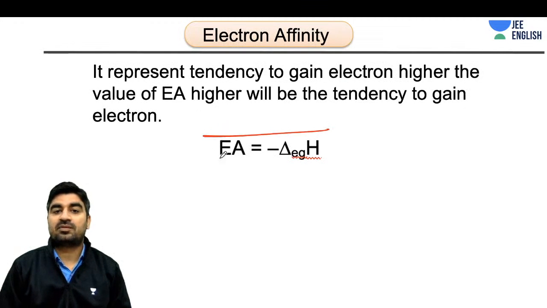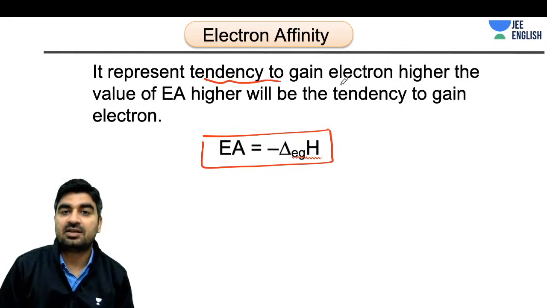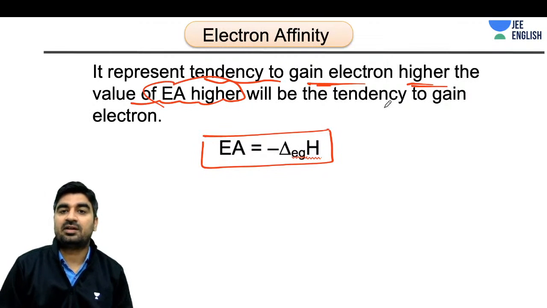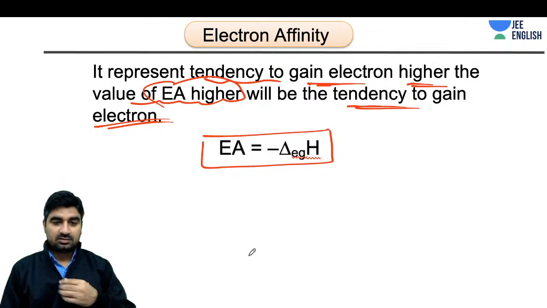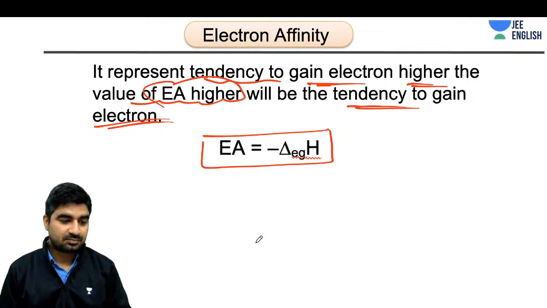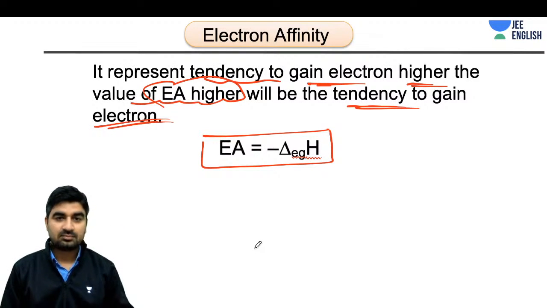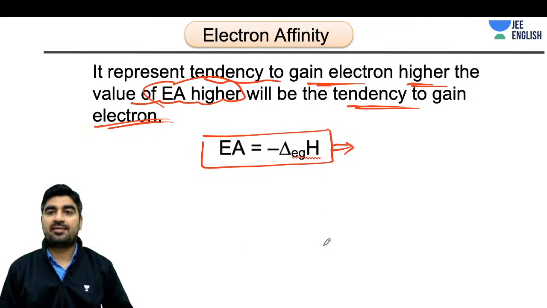So electron affinity is equal to minus delta E. So it represents the tendency to gain an electron. The higher the value of electron affinity, the higher will be the tendency to gain an electron. Got it? Any doubt? No doubt now? Tell me if you have any.